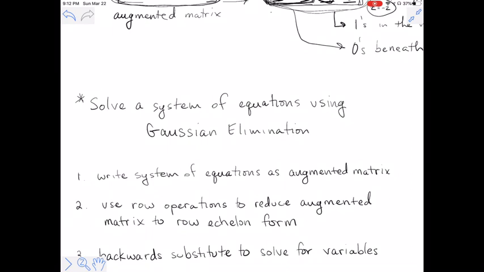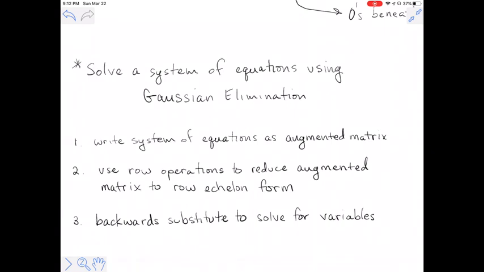So I've got some steps here. First step is to write the system of equations as an augmented matrix. Second step is to use row operations to reduce the augmented matrix to row echelon form. And once it's in row echelon form, like I just showed you, you can backward substitute. Start on that bottom row, solve for z, then use the middle row to solve for y, and then use the top row to solve for x. It's called backward substituting.